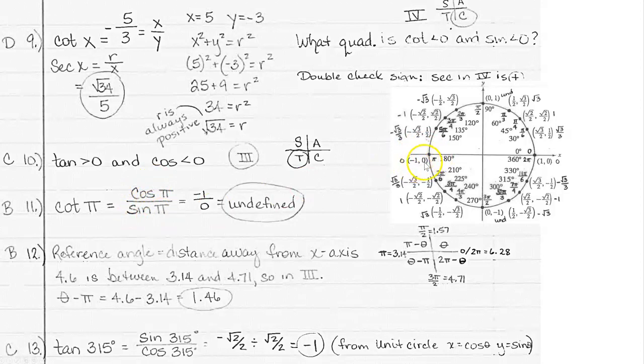This is my cosine, -1. This is my sine, 0. So cosine -1, sine 0. -1 divided by 0 is undefined. Then for number 12, they ask us to find the reference angle.